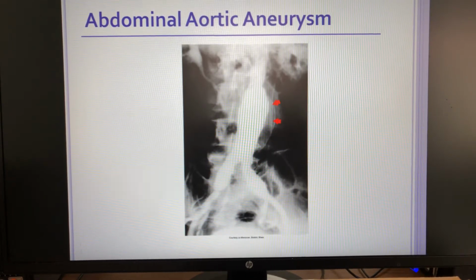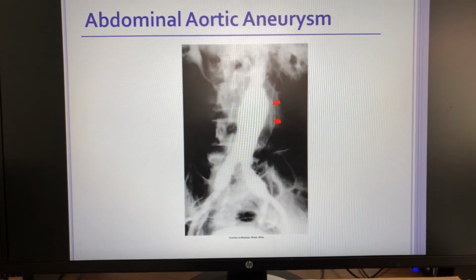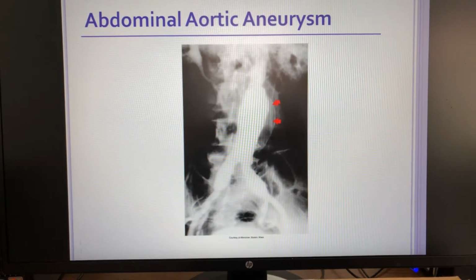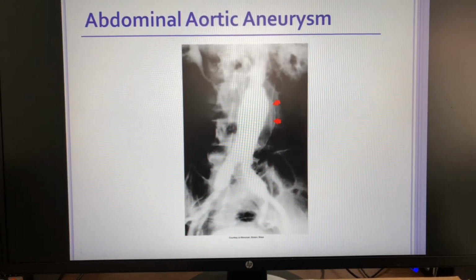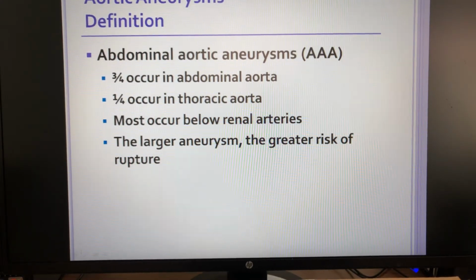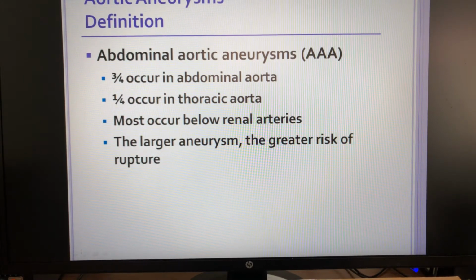But as I was saying, this particular picture is an angiography that's demonstrating that fusiform abdominal aortic aneurysm. The arrows there are showing where there is calcification of the aortic wall and extension of the aneurysm into the common iliac arteries. Now, these are aortic aneurysms that may involve the aortic arch, and they have thoracic and abdominal aortas as well.